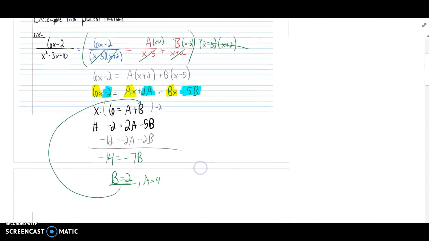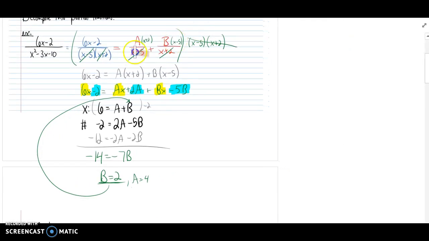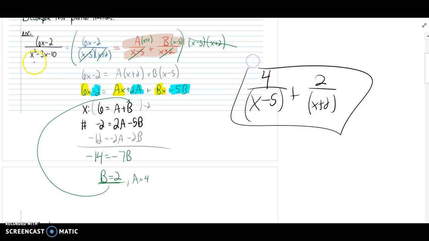So now we can go into writing our equation. It's going to come from this initial part up here. Now I know that instead of just calling it a over x minus 5, it is 4 over x minus 5 plus b, which is 2 over x plus 2. The original problem is decomposed into these partial fractions.